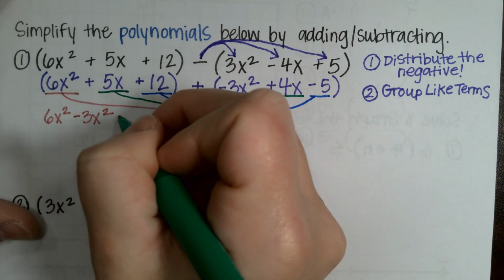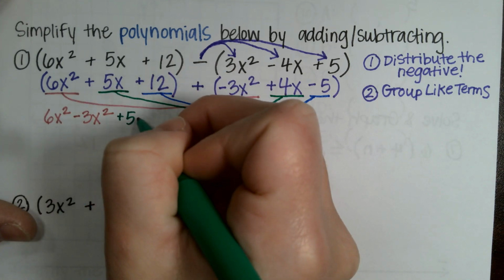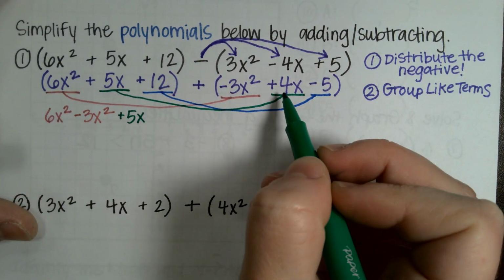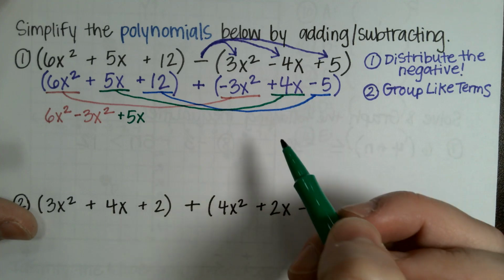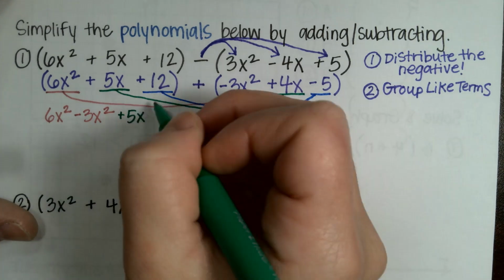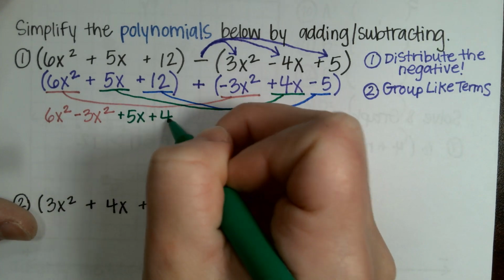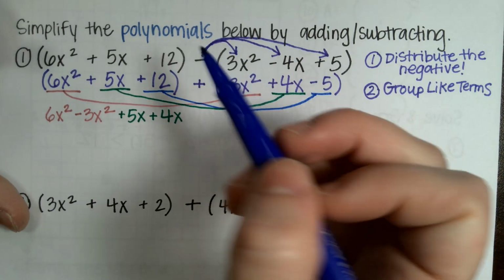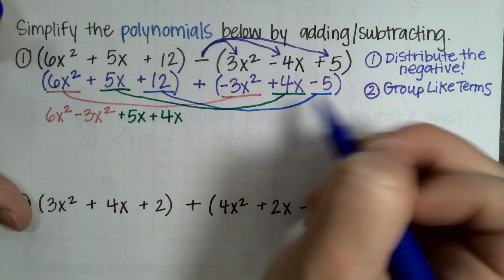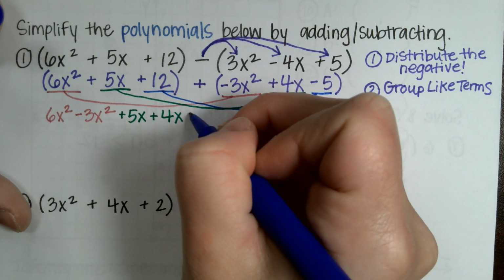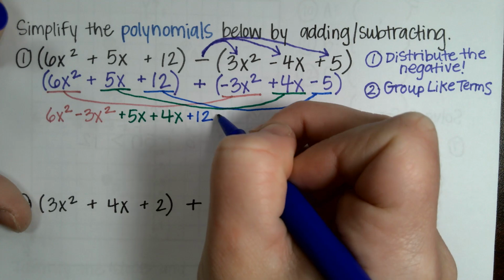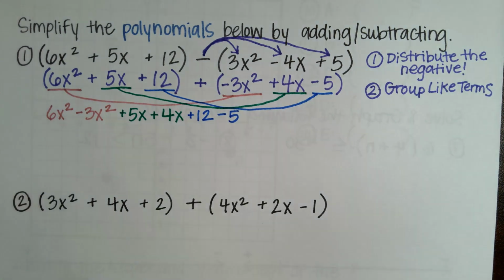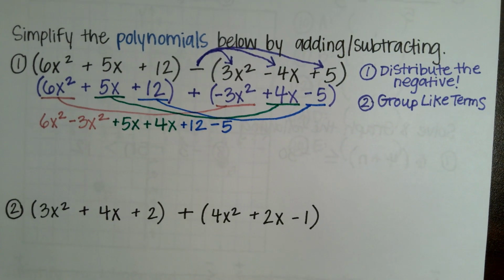So we've got plus 5x. And then what's my other x I'm putting on there? 4x. Yes, plus 4x. And last but not least, I've got my plus 12 and my minus 5. Okay. Everybody see where we are now? Good.